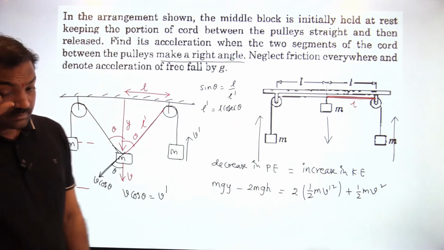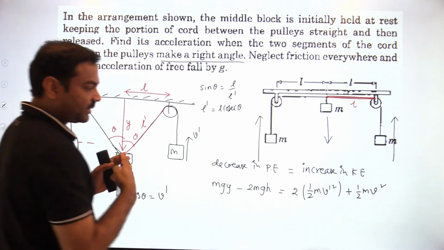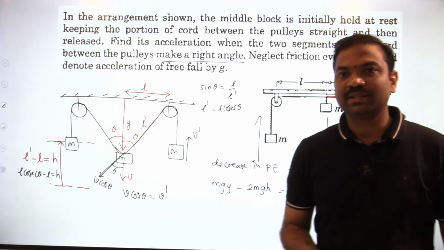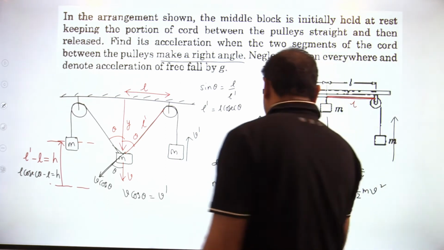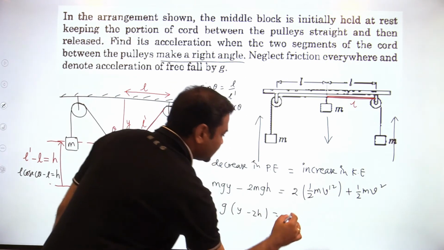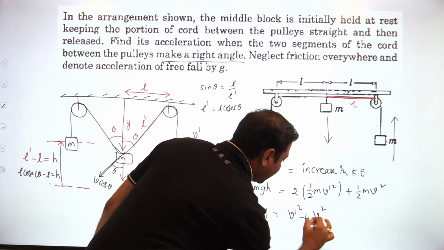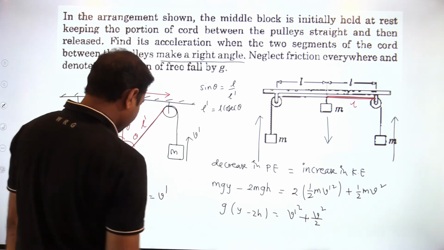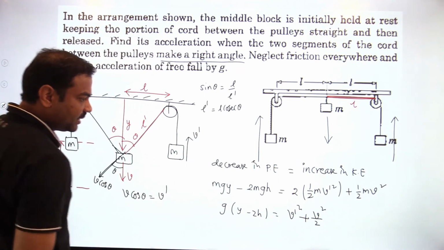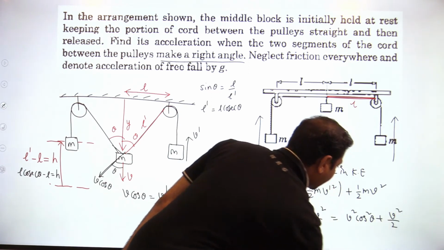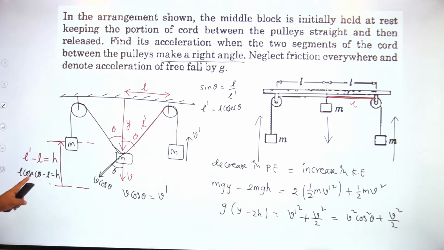Okay? Clear? So now I'll get velocity. Why am I finding the velocity? If I differentiate this, I'll get acceleration. Then m value will cancel out everywhere. So g into y minus 2h is equal to v dash square plus v square by 2. Okay? So everything I can convert in terms of v. Now in place of v dash I can write v cos theta. So this is v square cos square theta plus v square by 2. Okay? So h value also you can write as L cosecant theta minus L again.